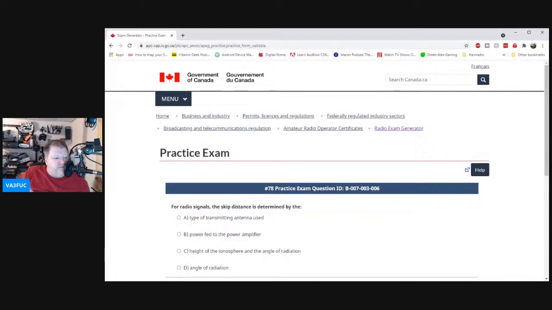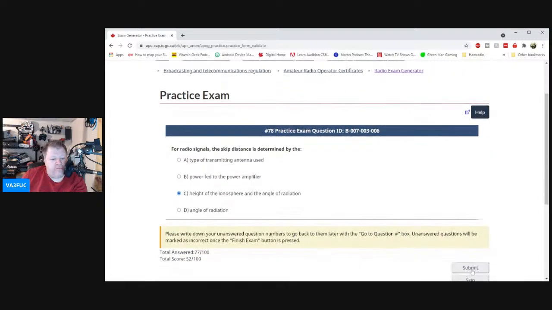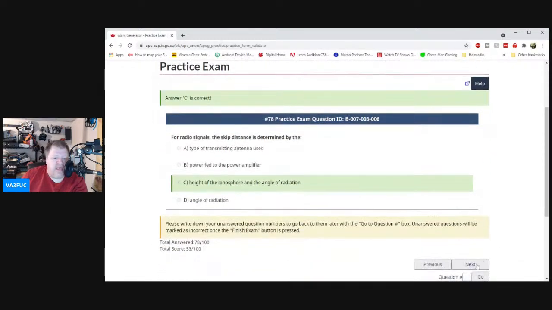For radio signals, the skip distance is determined by A, the type of transmitting antenna used, the power fed to the power amplifier, the height of the ionosphere, or the angle of radiation. Angle of radiation. Well, the power that's fed to the power amplifier could have a bearing, but it's the height of the ionosphere and the angle of radiation, if I remember correctly. Height might matter, but it also depends on the frequency, as we already said. Certain signals will pass through the ionosphere, some of them won't.